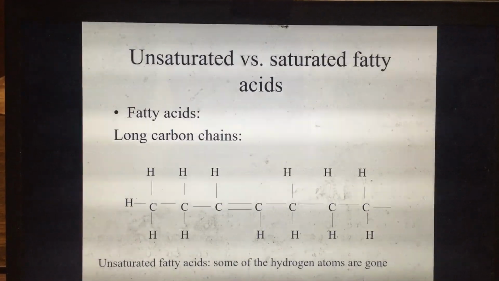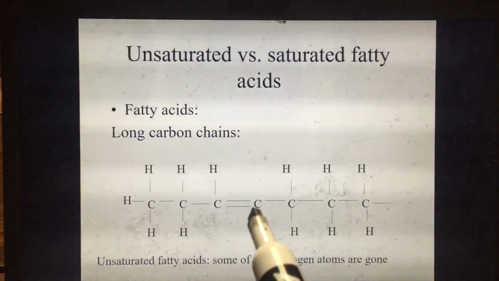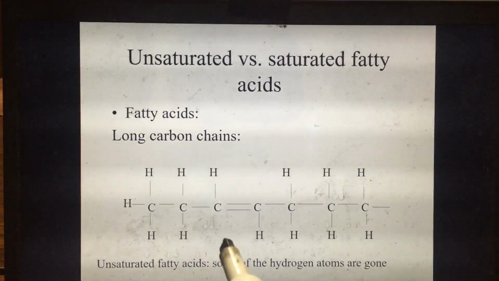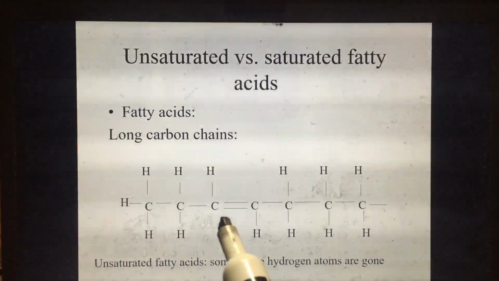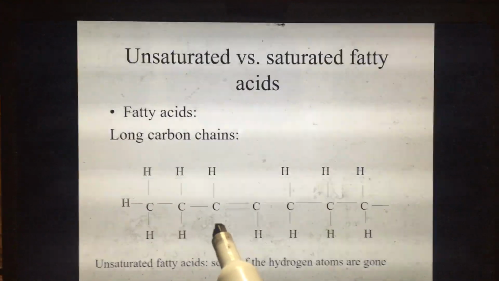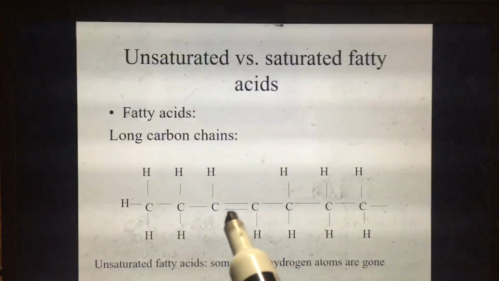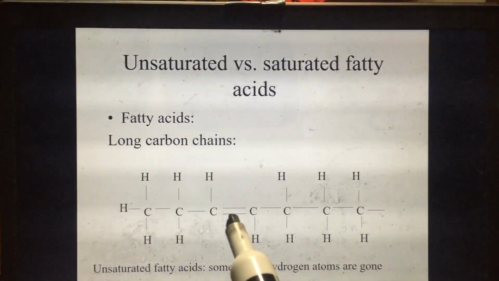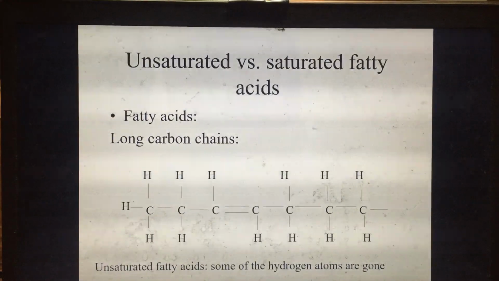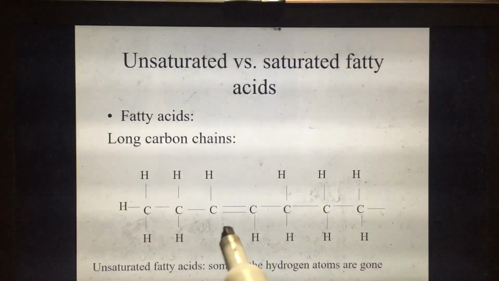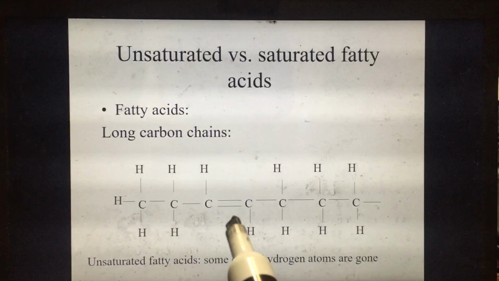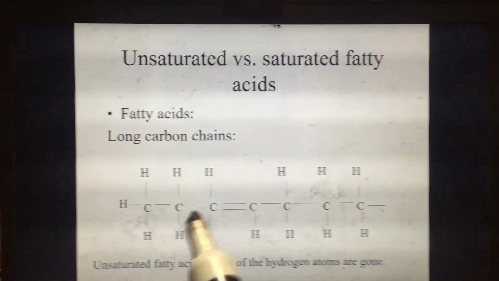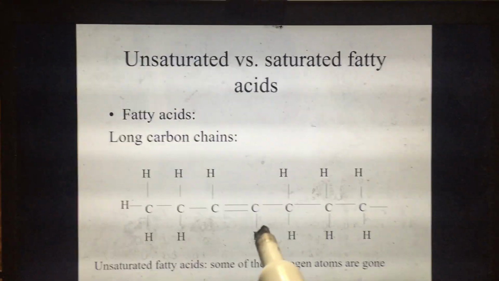Unsaturated fats. Unsaturated means that you've lost some of the hydrogens from the carbons. So there's less hydrogens, some of them are gone. And because the hydrogens are gone, if you know your biochemistry, you'll know that there's going to be a double bond formed between the carbons here. Unsaturated fats have double bonds. If they have a single double bond, then it's called a monounsaturated fat. If they have multiple double bonds, then it's a polyunsaturated fat.